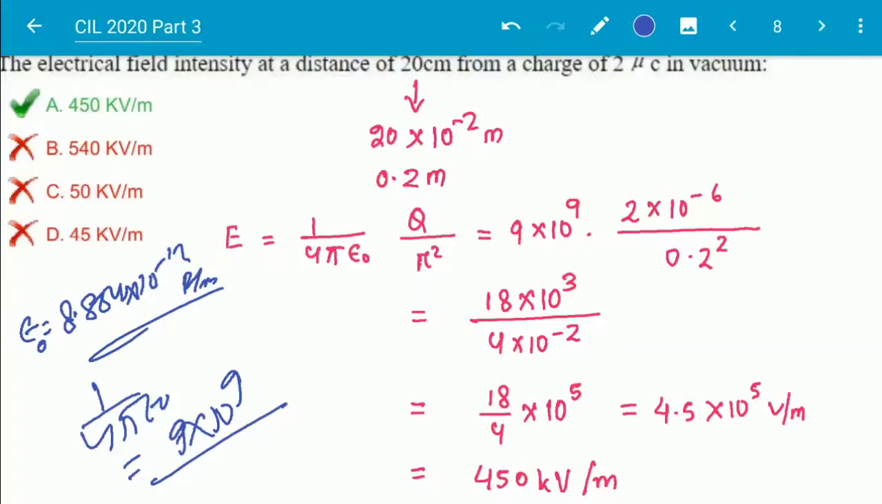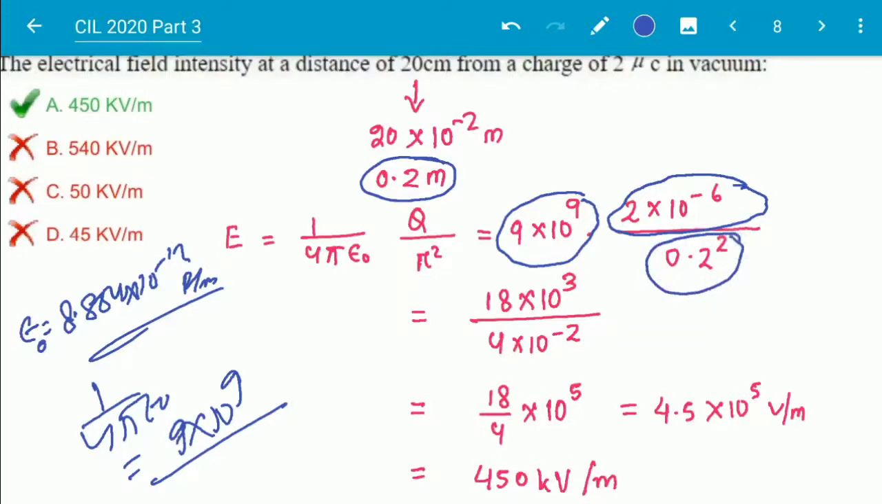This is the field formula, and the 1 by 4 pi epsilon value is 9 into 10 to the power 9, whole into the q value given as 2 micro, hence this is 2 into 10 to the power minus 6, and r square: 20 centimeter is 0.2 meter, so this is 0.2 square because there is r square. This is coming to be 4.5 into 10 to the power 5 volt per meter, which is 450 kilovolt per meter. Hence option number A is the correct answer.